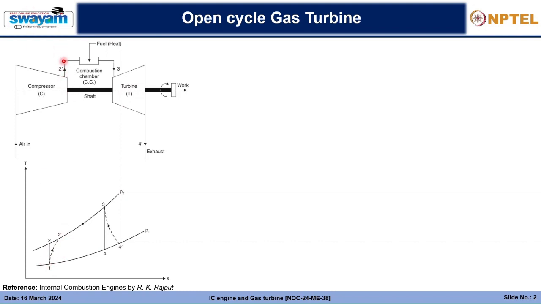So here the state of the air is at 2 dash, at the elevated pressure P2 and at this particular entropy. Then when it goes into the combustion chamber, it gets heated up along with the fuel. There is combustion, and this gas will now have an increased enthalpy and temperature, in a constant pressure process from 2 dash to 3, as you can see here.